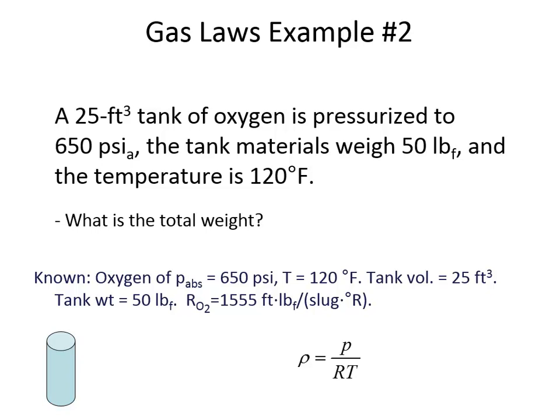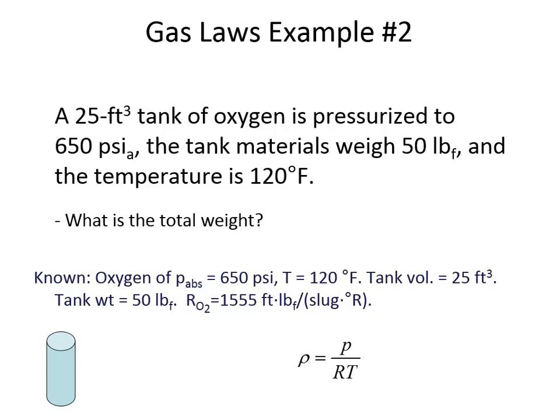All right. So let's apply that to another gas law example here. If we have a tank of oxygen, 25 cubic feet is the volume of that oxygen tank, and it's pressurized to 650 psi, and we know that the tank materials themselves, just the steel that the tank is made out of, weigh 50 pounds of force, and that the temperature of the gas is 120 degrees Fahrenheit. What's the total weight, meaning the weight of the tank and the weight of the gas that's inside?